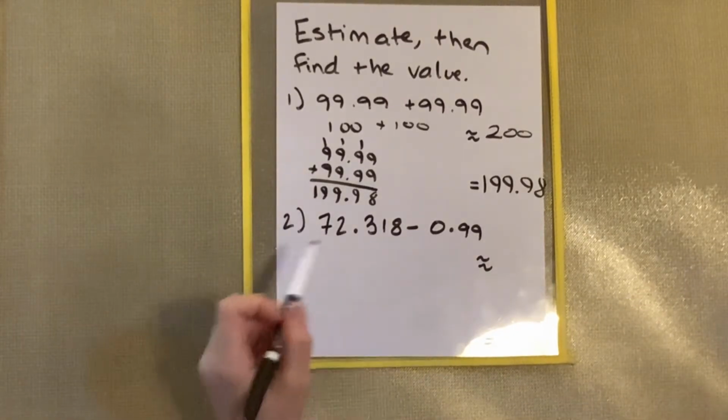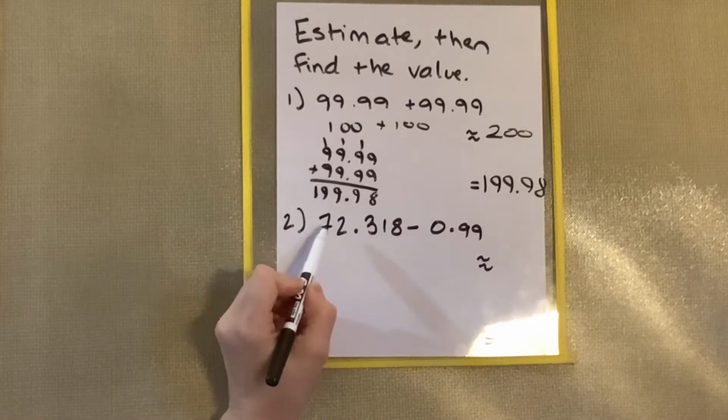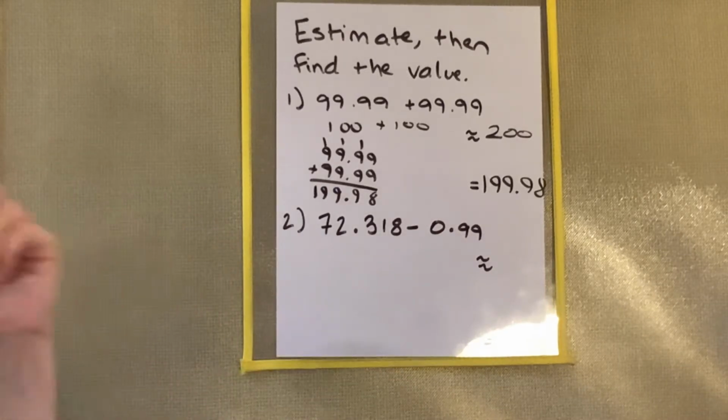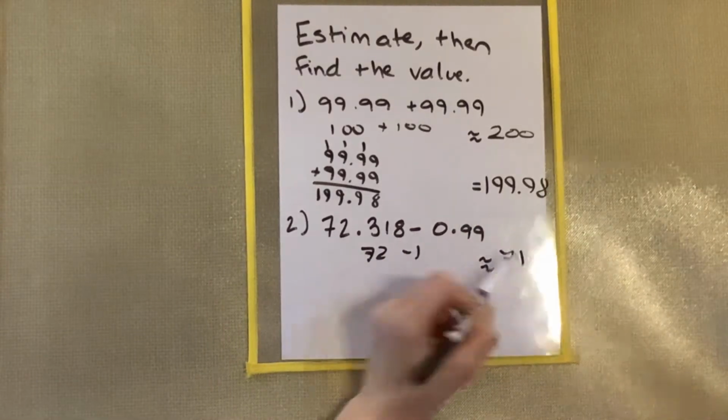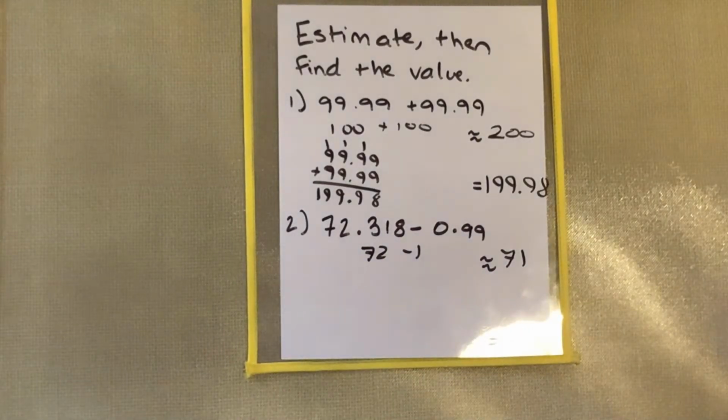Same thing here, keep it simple. You could have rounded this to 70, or 72. Either of those would have been fine. So I'm going to say 72 minus 1 to get 71. Maybe you said 70 minus 1 and got 69. That would have been great as well, okay? I would have said either of those, 71 or 69, would have been great estimates here.